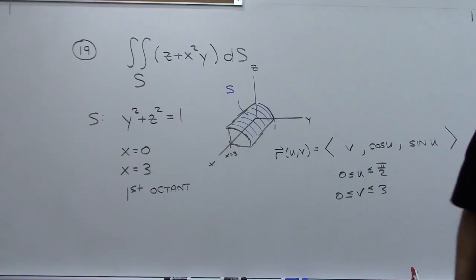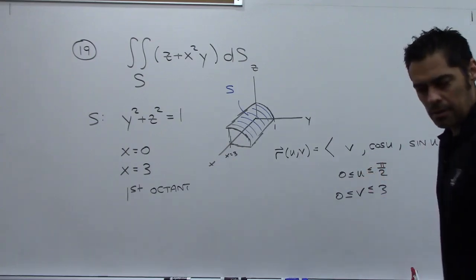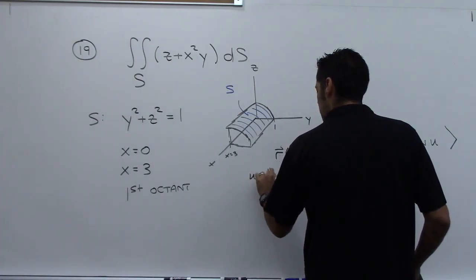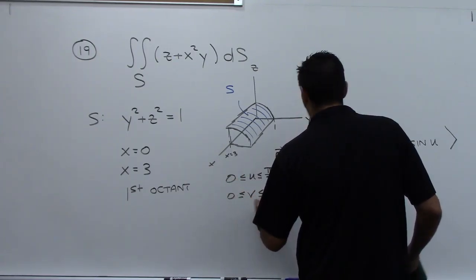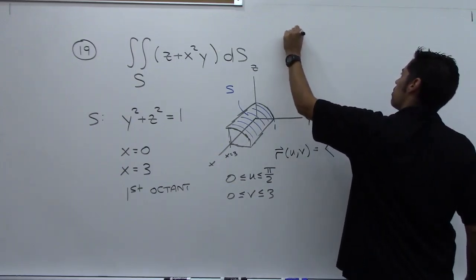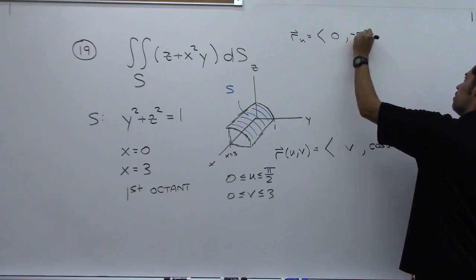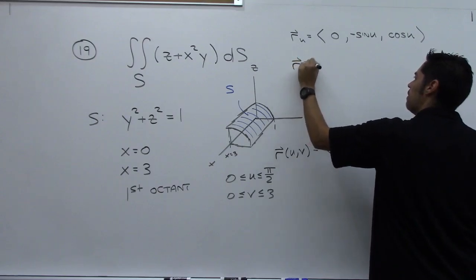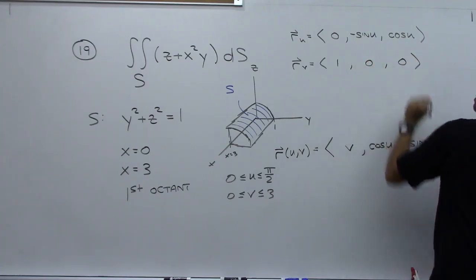Now the next thing is to go ahead and find the cross product of this. So let me move my restrictions over here. U is between 0 and pi over 2. V is between 0 and 3. Now, when I do my partial of r with respect to u, I get 0, negative sine u, cosine u. When I do the partial of r with respect to v, I get 1, 0, 0.